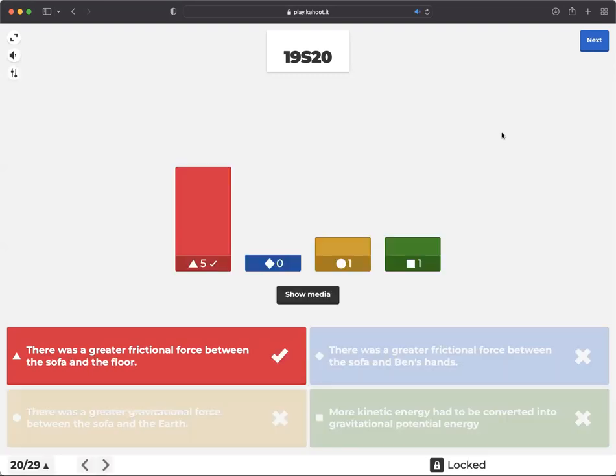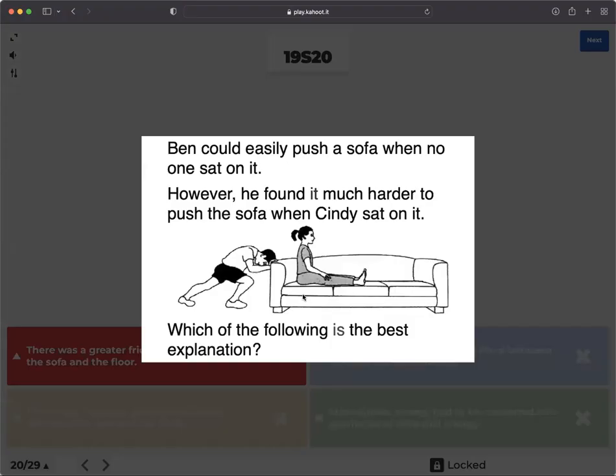Cindy is too heavy. Cindy too fat. Hey, what are you talking about? Hey, why are there only 7% here?